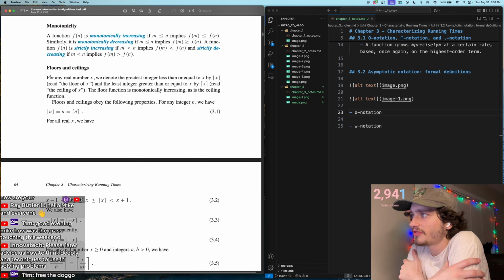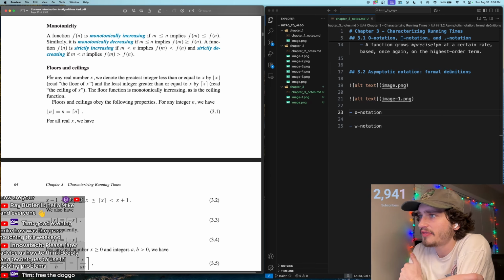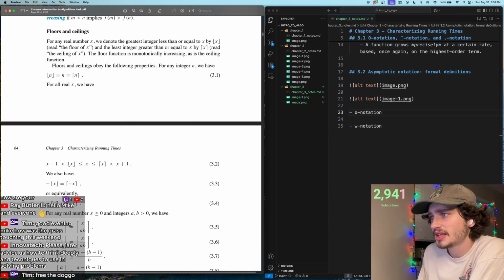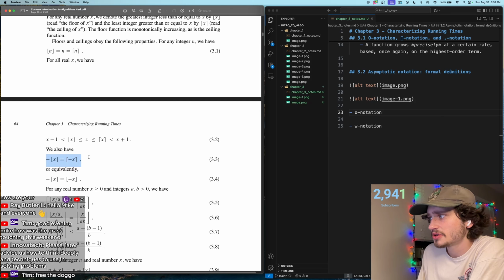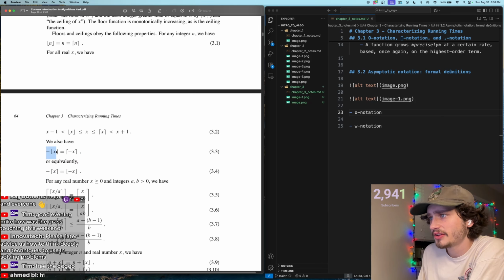Floors and ceilings obey the following properties. For any integer n, we have the floor of n is equal to n, which is equal to the ceiling of n. For all real numbers x, we have x minus 1 is less than the floor of x, which is less than or equal to x, which is less than or equal to the ceiling of x, which is less than x plus 1. We also have this notation, or equivalently this notation, where the negative floor is equal to the negative ceiling, and the negative ceiling is equal to the negative floor.